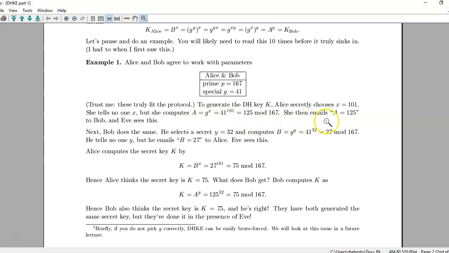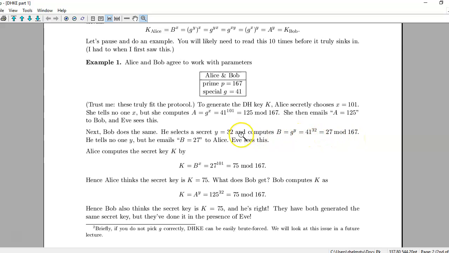So she simply emails Bob, hey Bob, A is 125. And of course, the assumption is that Eve knows that too. She sees that email, okay? Next, Bob does the same thing. He selects his own secret. He chooses 32, okay? Then he computes his big B, which is g to the y, which is 41, everybody's g, to his own secret 32. And you can check that 41 to the 32 is 27 when you work mod 167.